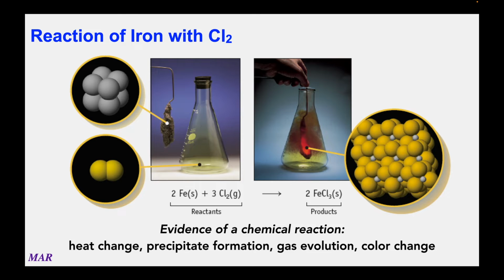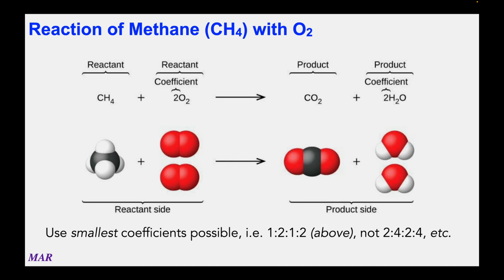Some reactions, though, are very sneaky. You may not see any of those, and you have to be the hip chemist to know that a reaction has actually transpired. So this is a reaction that shows methane, CH4, reacting with oxygen to make carbon dioxide and water. And notice that there's a 2 in front of O2 and a 2 in front of water. And those are necessary, all right?